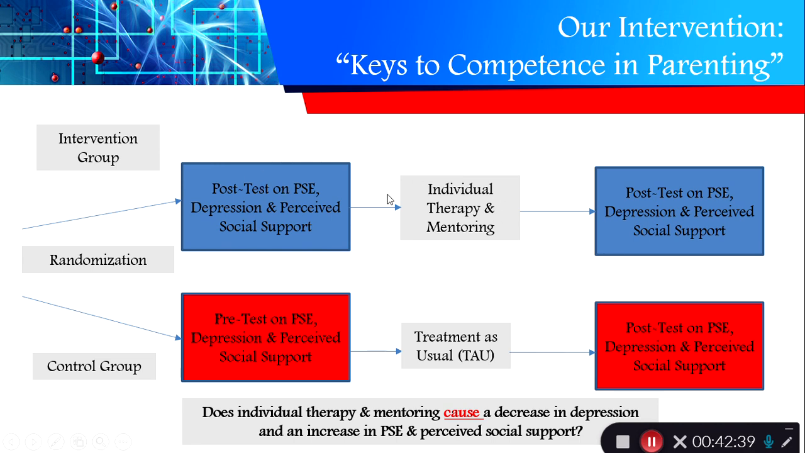So let's just say here that we're administering this intervention, and we want to measure at the pretest. This should say pretest here. At the pretest, we want to measure parenting self-efficacy, depression, and perceived social support among our intervention group, and we also want to measure the same thing among our control group. We administer our intervention to our intervention group, and then we measure the same outcomes using the same tools at the post-test for our intervention group as well as our control group.